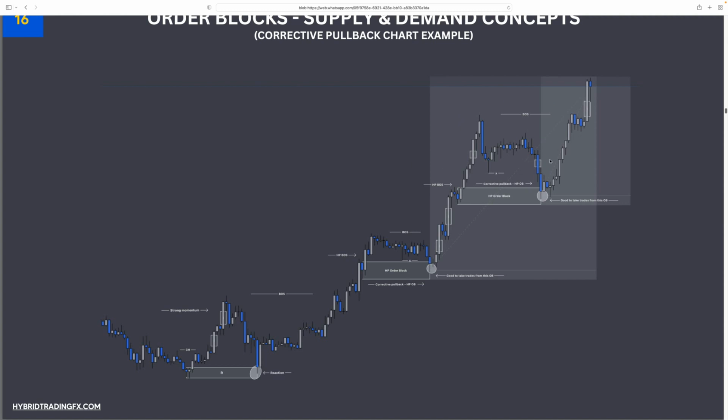On certain pairs, if this was, for example, AUD USD, this would not be that high probability. If this was on GBP USD, it would be. But it's still high probability because you have a lot of other confluences.